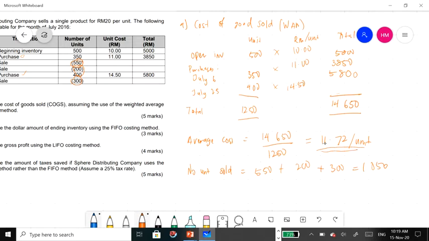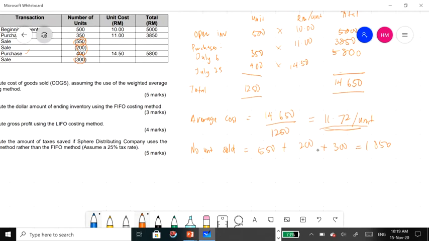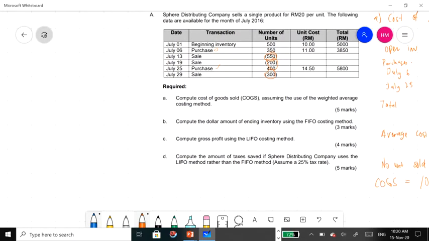Weighted average method dia kiranya harga untuk satu unit untuk COGS kita is 11.72. So sekarang kita nak tahu berapa jumlah yang kita jual. So kita tambah je lah semua yang sales tu. So you akan dapat 1,050. So COGS tambah je lah. Darab. 1,050 times with RM11.72. So you will get RM12,306. Inilah jawapan untuk A. So next kita akan buat untuk B.